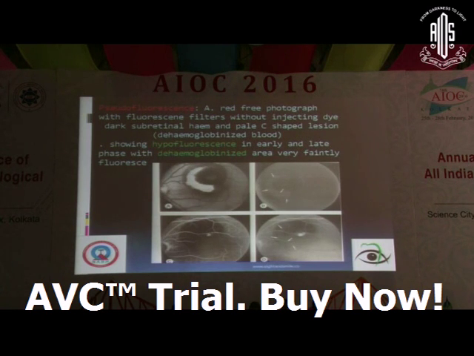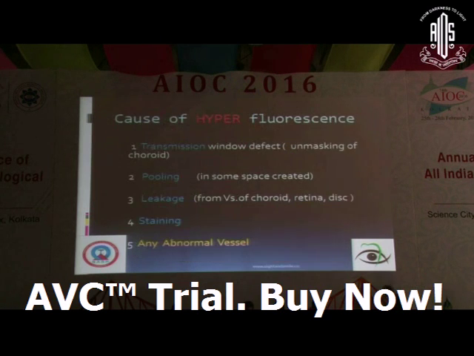In the pseudofluorescence picture, A is a red-free photograph with a fluorescein filter without injecting dye, showing dark subretinal hemorrhage and a pale C-shaped lesion of dehemoglobinized blood, showing hypofluorescence in the early and late phase, with the dehemoglobinized blood area being very faintly fluorescent.